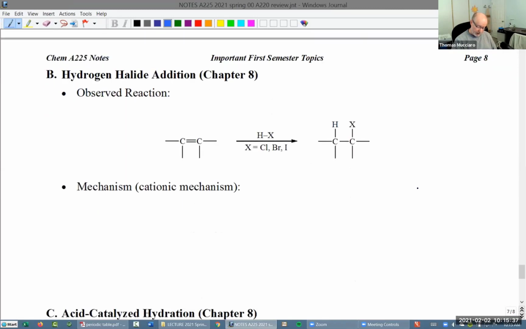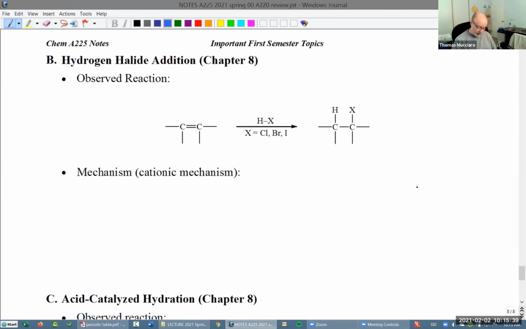Okay, and so we're almost done because I'm running out of time here. So if we look at hydrogen halide addition, this is in many ways our very simplest addition reaction. It's super useful. It was one of the first ones that was really studied. It's basically the one that Markovnikov studied.